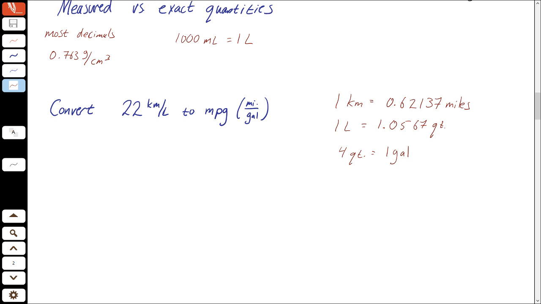Should we treat 22 as an example? No. That would be a measure number.